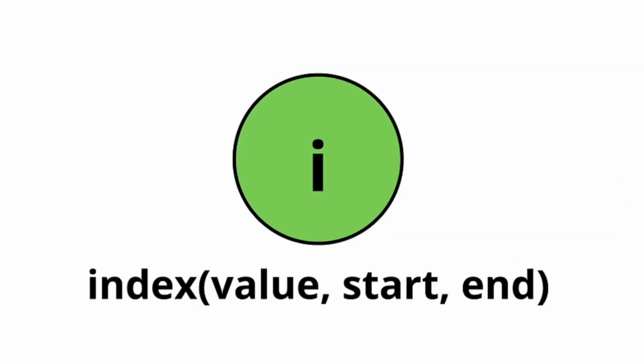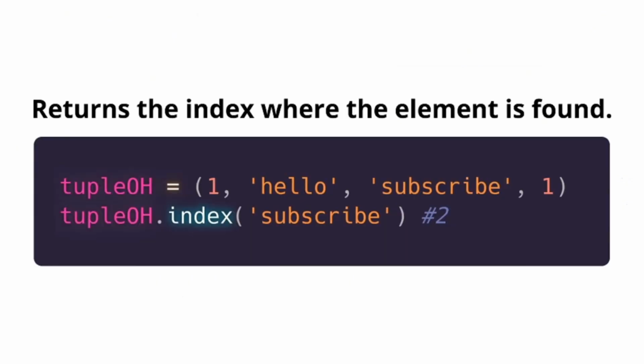Finally, index takes the value, the start, and the end as parameters. It returns the index where the element is found. So we have the string subscribe, and it returns just the number 2 because this one occupies the 0 index, this hello occupies the 1 index, and this 2 is what it returns. Yet, if we pass the start and end parameters, this process could change completely.